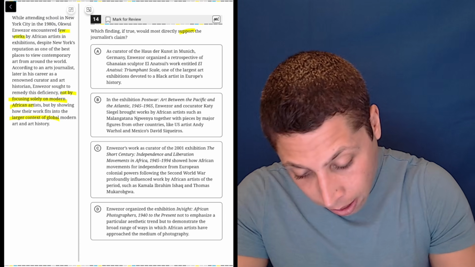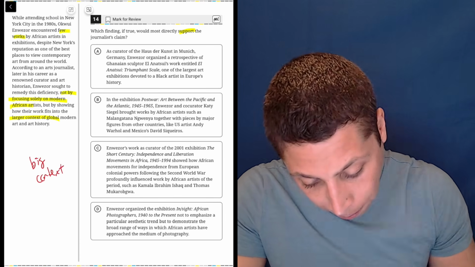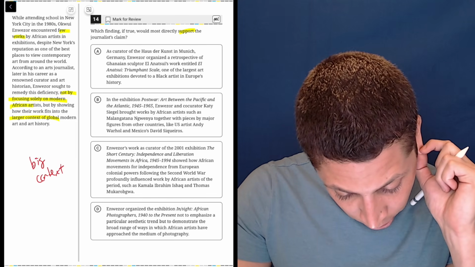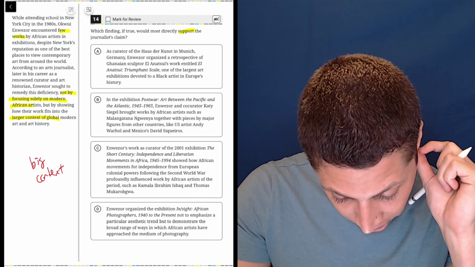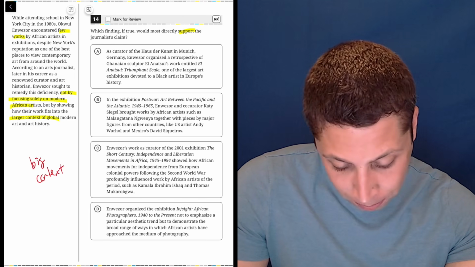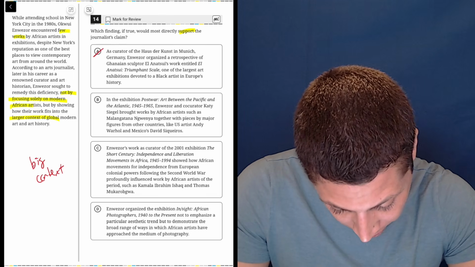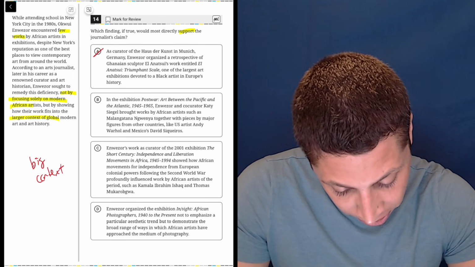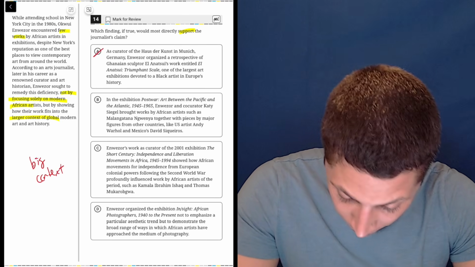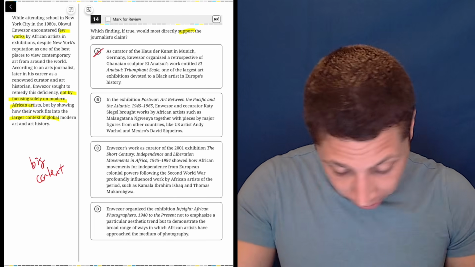Something about big context, global context. Okay. As a curator of this place, Germany, Anwar organized a retrospective of this other person, one of the largest art exhibitions. Okay. That's not big context. That's one example. So I don't think that that's right. In the exhibition, Anwar and the curator brought works by African artists such as this person together with pieces by major figures from other countries like U.S. artist Andy Warhol. Okay. Maybe. That seems bigger context, right? It's lots of artists, maybe.